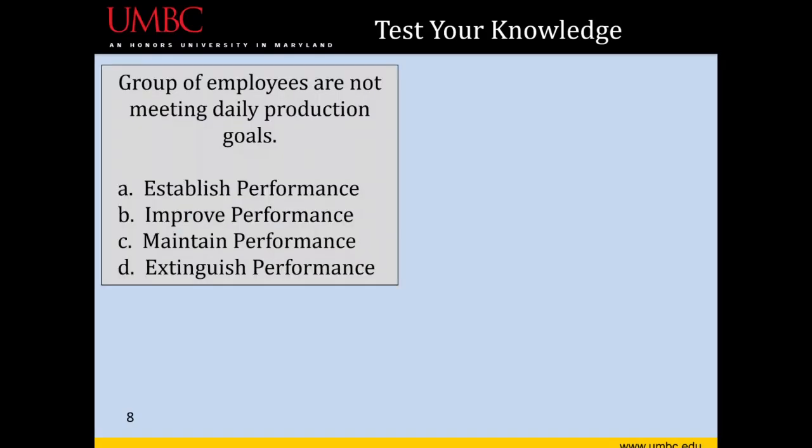So let's take a look at testing your knowledge in these 4 different areas. We'll look at 4 different scenarios, and we're going to have you select what you think is the performance state that we're going for. First one, a group of employees are not meeting daily production goals. Is that establishing performance, improving performance, maintaining performance, or extinguishing performance? Well, in this case, it's improving performance because they already understand and have the performance. They're just not meeting the production goals.